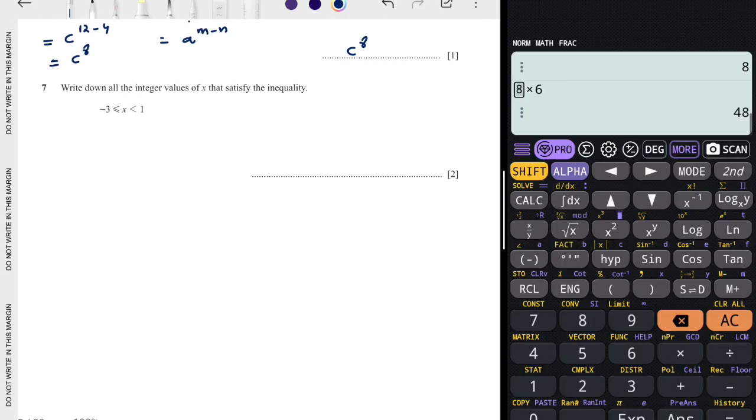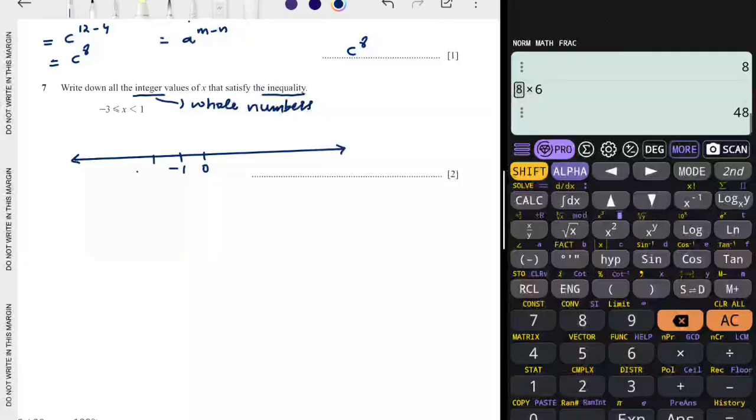Question number 7. Write down all integers. Integer means whole numbers that satisfy the inequality. So students, if you draw a number line, you will come to know that it has 0, minus 1, minus 2, minus 3 and 1. We are going to make a closed circle on minus 3 and an open circle on 1.